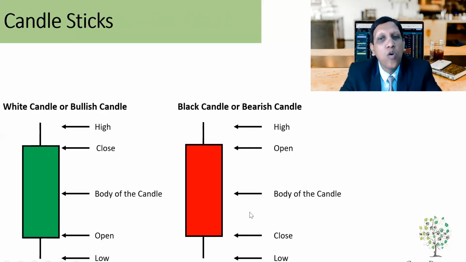Again, similar to open, close. As I told you, if the price is traveling up and closing up, it is going to be a green candle. If the price is opening up and traveling down, it is going to be a red candle. It is also called a black or bearish candle, and in some charting software, people generally use a black candle to represent it.